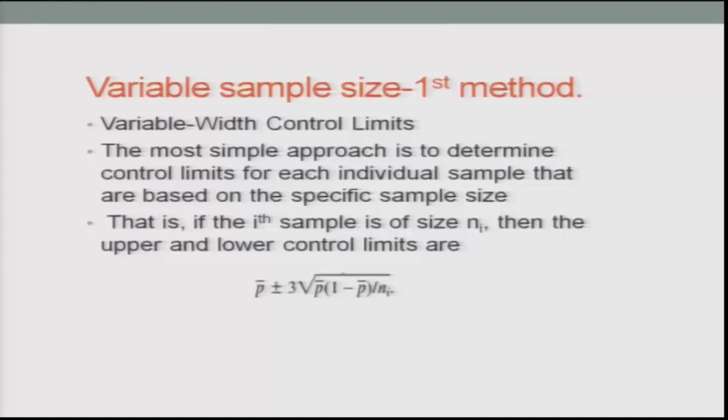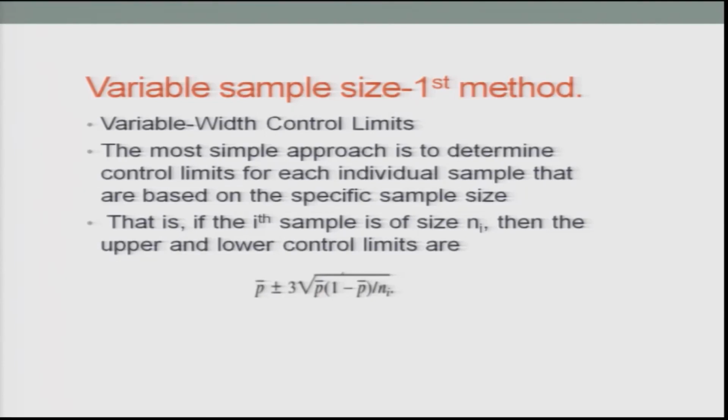Or say, for example, you have a production process where products are being produced, but you have to do some destructive sampling, and that becomes very costly for you. So, obviously you would like to reduce the sample size, because the observations you take need to be destroyed in order to study them. In that case, the sample size would also vary. So, the simplest approach, as I said, is to determine the control limits for each individual sample based on the specified sample size.